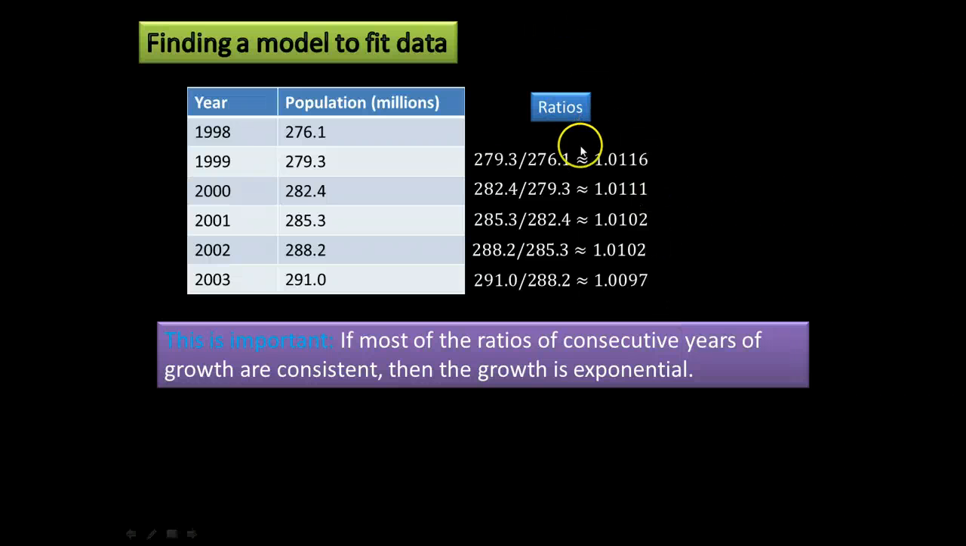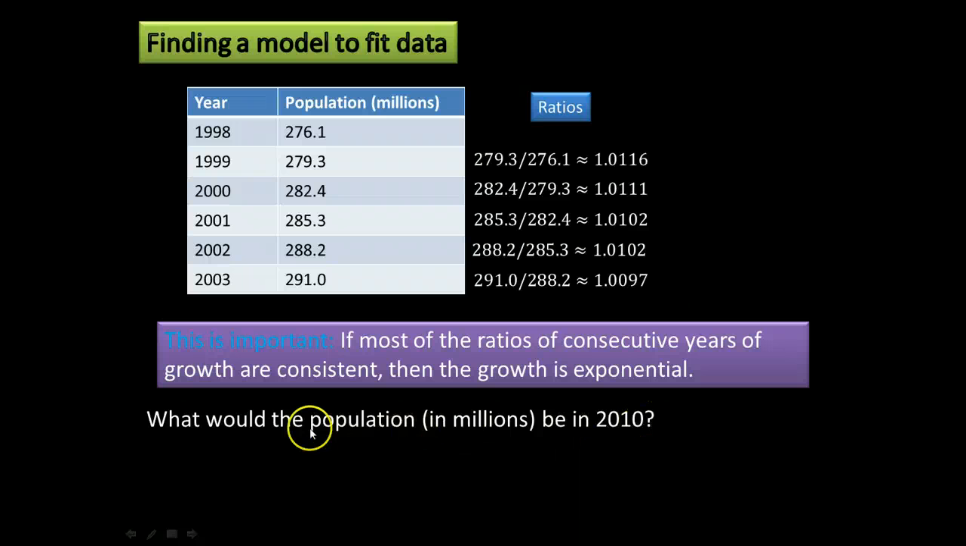So once I know what these ratios are, I can go ahead and build my exponential model. So if we're trying to predict the population in millions in the year 2010, I'm going to build my model. Here, remember, is our basic exponential function form. Y is equal to A, which is going to be our initial amount, which we know our starting year is 1998, so 276.1 is going to be our A value, times B, that's going to be our growth factor, which we have estimated here to be about 1.01.